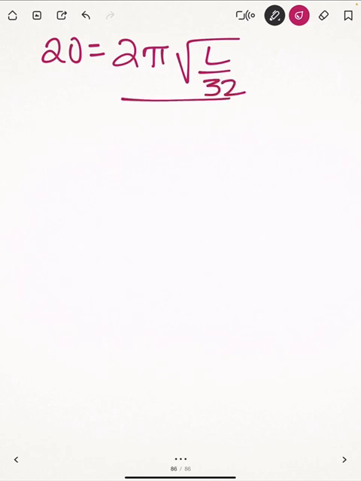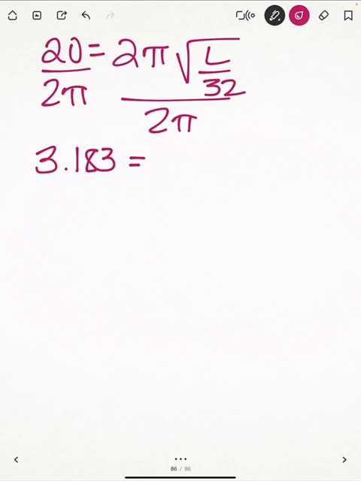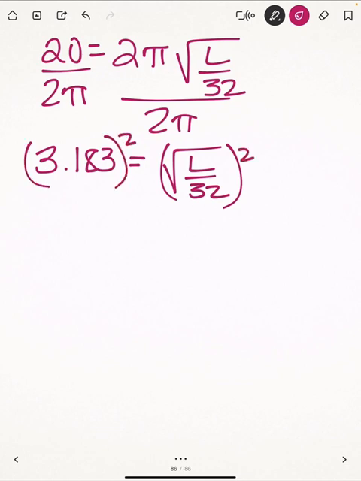Just like before, we're going to divide both sides by 2 pi because we're trying to get L by itself. We should get, approximately, because I'm rounding since it was a long decimal, 3.183 equal to the square root of L over 32. Just like before, we're going to square both sides because I want to get rid of my radical. We raise it to the second power and get approximately 3.1314, equals L over 32.